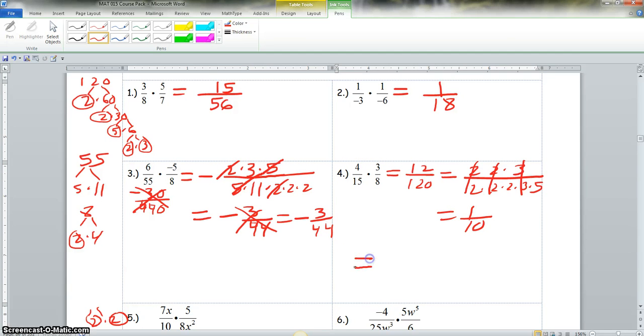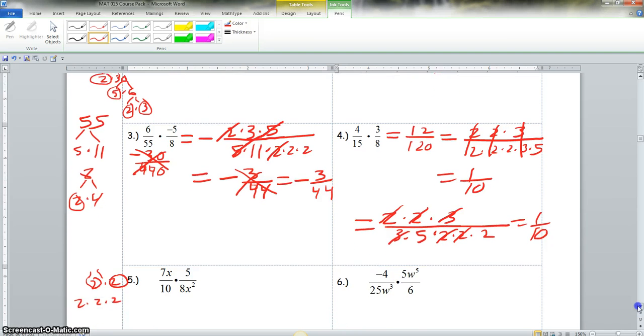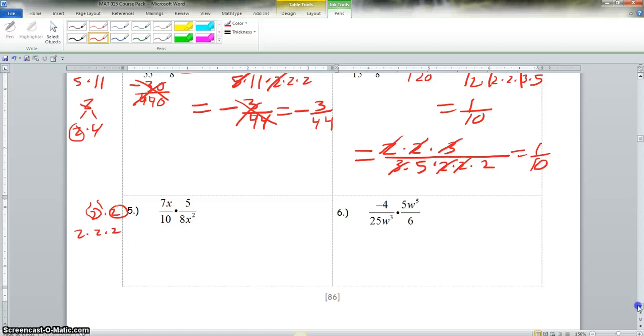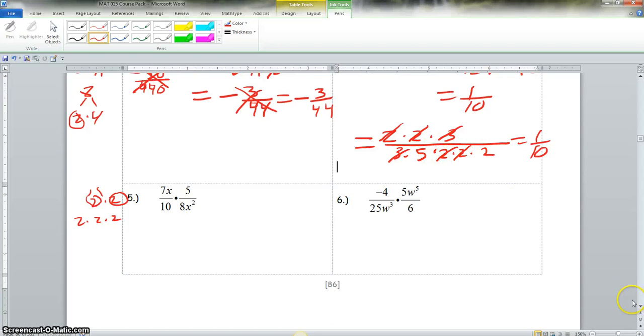So the prime factorization of 4 is 2 times 2, and 3 is already prime. All over the prime factorization of 15, which is 3 times 5. And we've done the prime factorization of 8 before, which is 3 2's. Now if you notice here, we have 2 sets of 2's that simplify out, and 1 set of 3's that simplify out. And that still gives us 1/10. So either method is fine. Now, of course, I'm only going to use one method, which is this second method here.